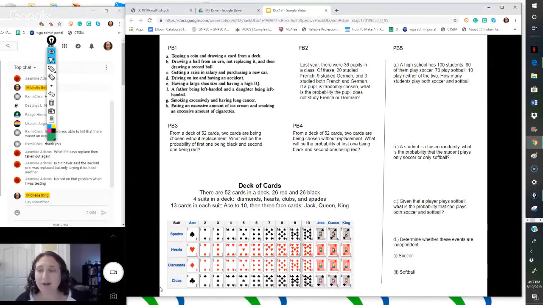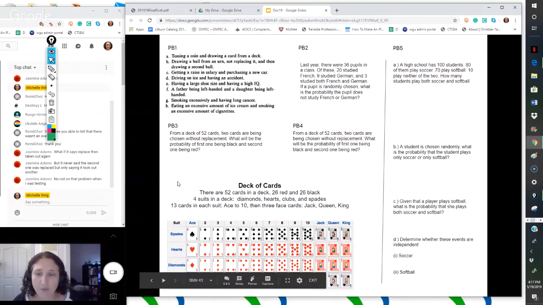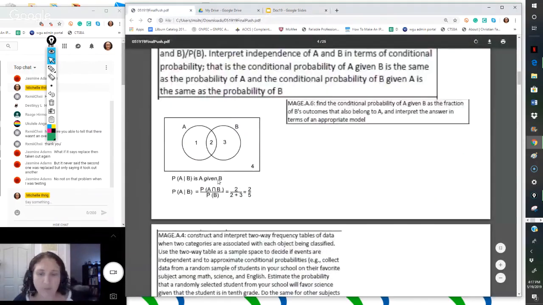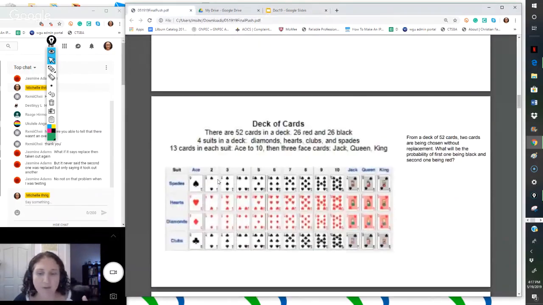But it never said the second one was replaced. It doesn't matter. As long as the first one was replaced and you're only drawing 2, it doesn't matter if it's replaced because you're looking at each probability separately. So if we look at this one, we're going to do this question in a second. It'll help you. Actually, let's jump there right now. So, here we go.